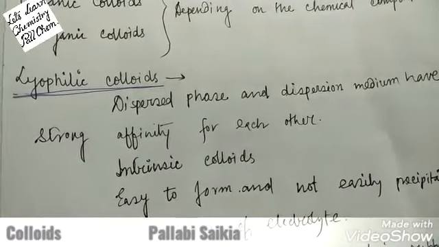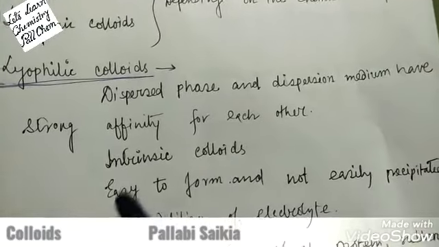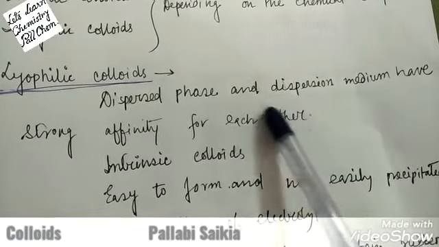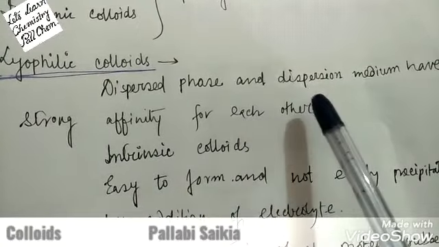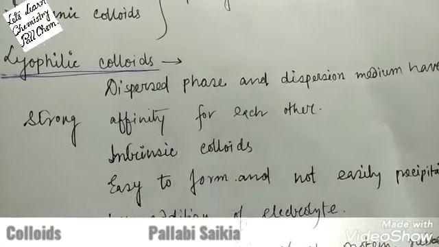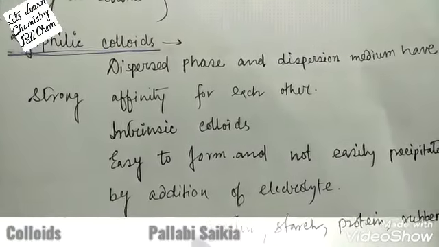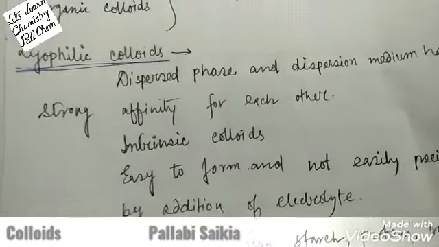So the next stage of colloid solution is the precipitation, but it is not easily precipitated because of the high affinity for each other. Dispersed phase and dispersion medium have high affinity for each other. And examples are glue, gelatin, starch, protein, rubber, etc.